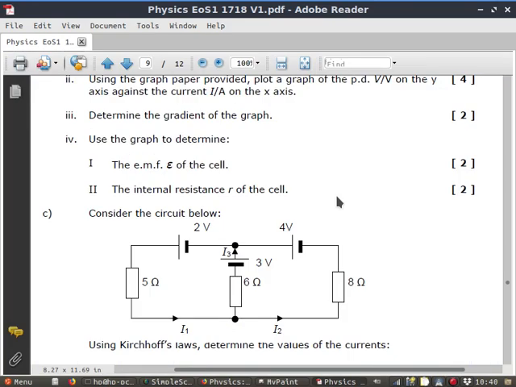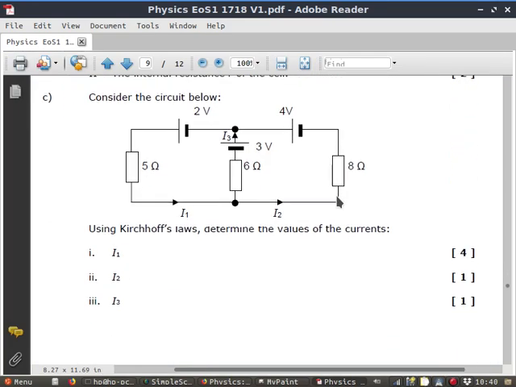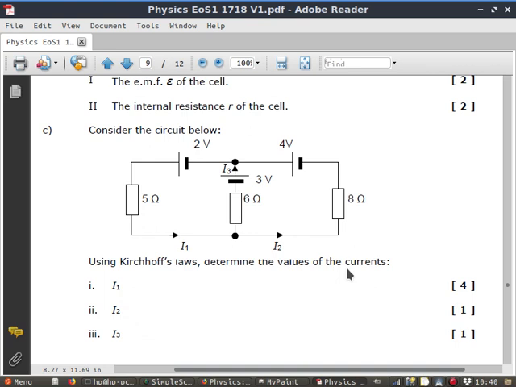Next now. Ah, nice. The Kirchhoff one. Okay. Can we do the Kirchhoff one?